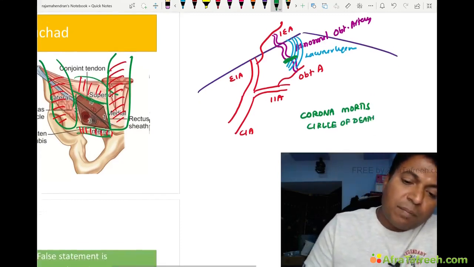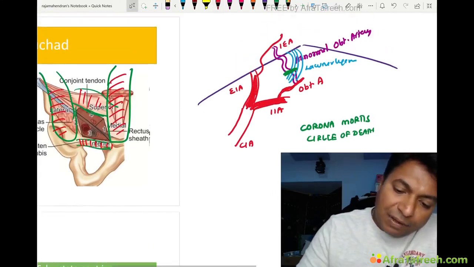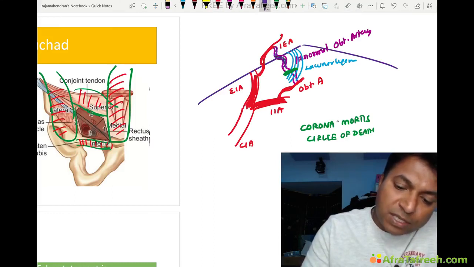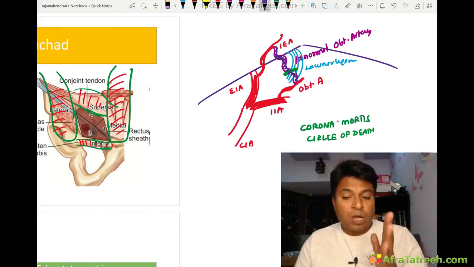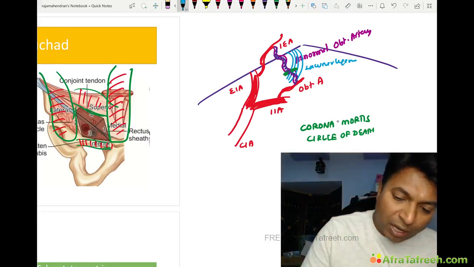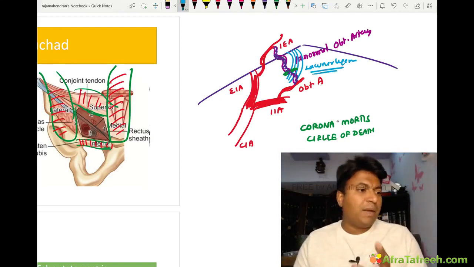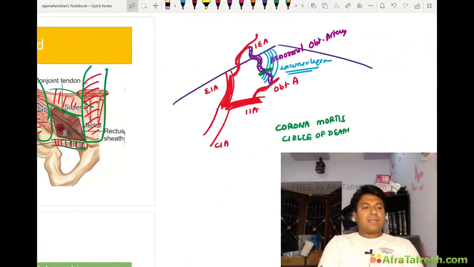Circle of death is formed by the internal iliac artery, external iliac artery, obturator artery, inferior epigastric artery, and an abnormal obturator artery together. It is forming the corona mortis. The abnormal obturator artery runs on the lacunar ligament, will get injured, and will cause torrential bleeding during laparoscopy or femoral hernia surgery. That is known as corona mortis, or circle of death.